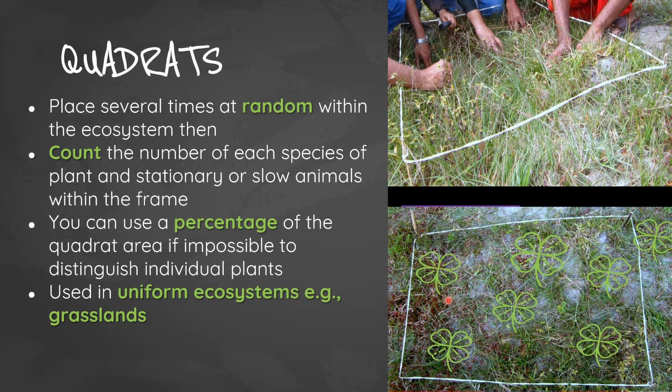Quadrats are used for plants and stationary or slow animals. Sometimes you may use a percentage of the quadrat area if it's impossible to distinguish the individual plants. Quadrats tend to be used in uniform ecosystems, for example, grasslands, which we said is an example of a natural terrestrial ecosystem.